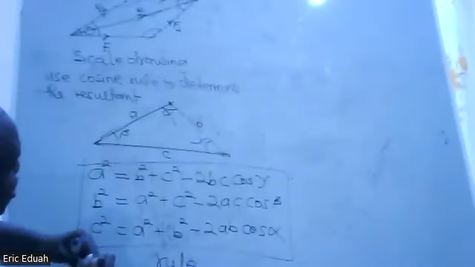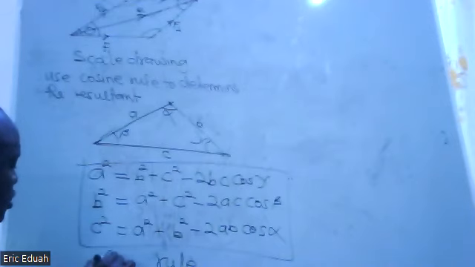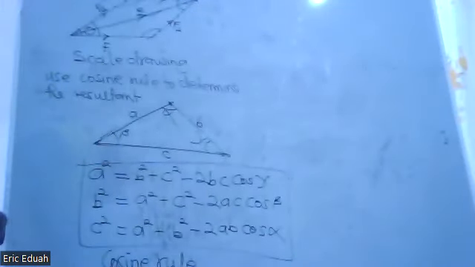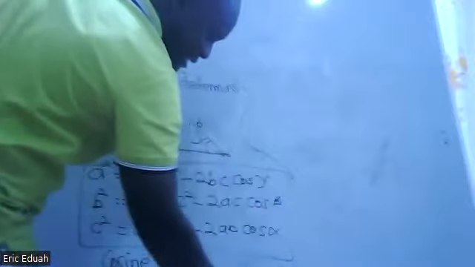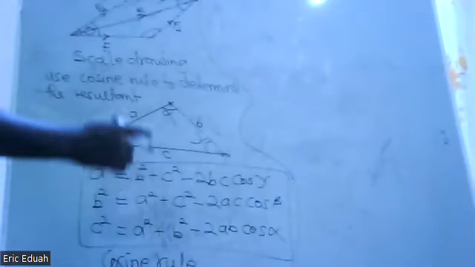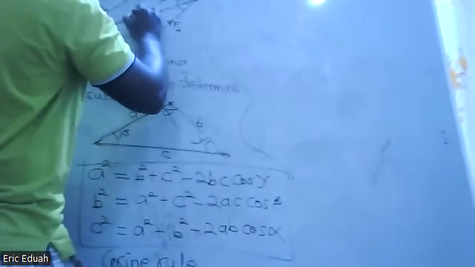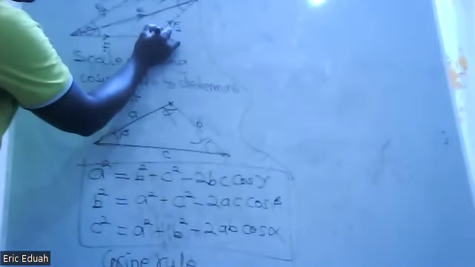Because what we have is not a scale drawing, we will use the cosine rule to determine the resultant. All right, so let's apply it to what we have. We are looking for the resultant R, but we will need this angle here.